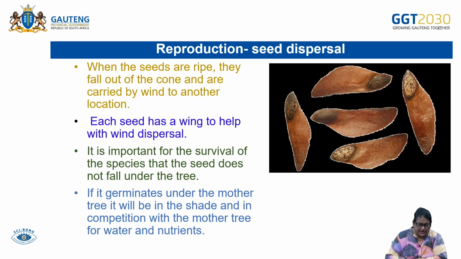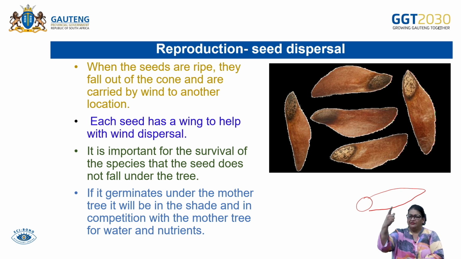There is actually the seed of a pine tree. You can see it has a wing. So where pollen grains have air sacs, these seeds have a wing. And these wings will spiral in the wind so that they can fall further away from the parent tree.